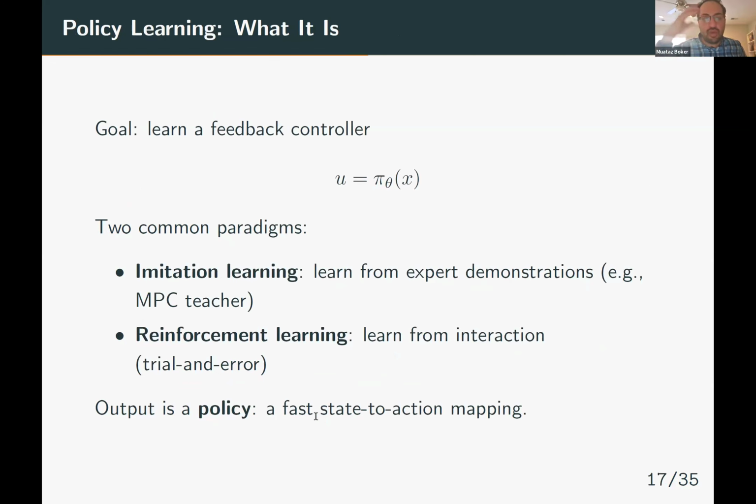The other one is policy learning, either through imitation learning, where you learn from expert demonstrations. So, for example, you take a model predictive controller as a teacher to learn from, or reinforcement learning, which is based on learning by the interaction between the controller and the system in a direct way. The output of this is a policy.